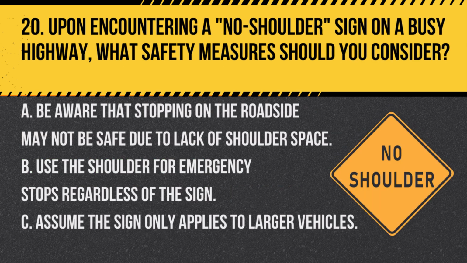Question 20. Upon encountering a no shoulder sign on a busy highway, what safety measures should you consider? A. Be aware that stopping on the roadside may not be safe due to lack of shoulder space. B. Use the shoulder for emergency stops regardless of the sign. C. Assume the sign only applies to larger vehicles. Answer: A. Be aware that stopping on the roadside may not be safe due to lack of shoulder space. It's important to plan stops and emergencies accordingly.